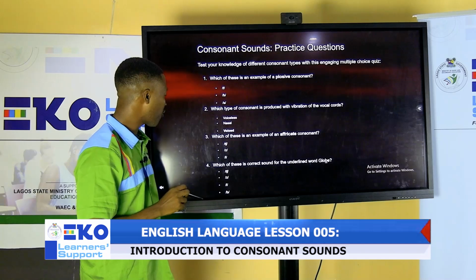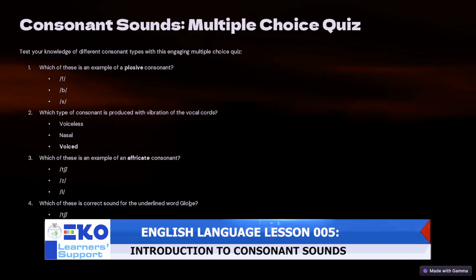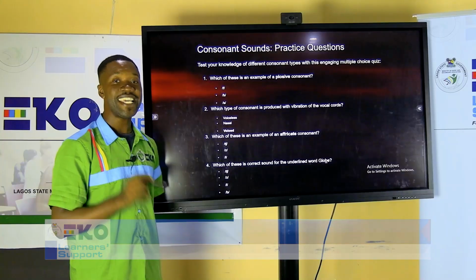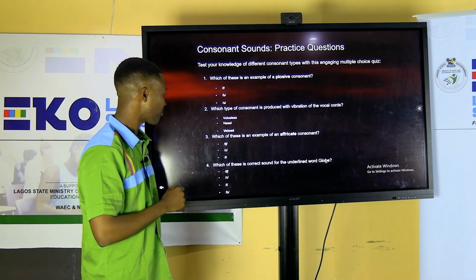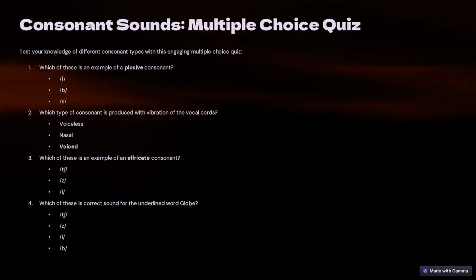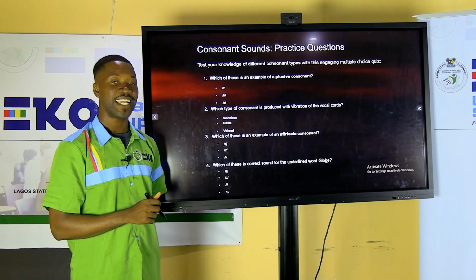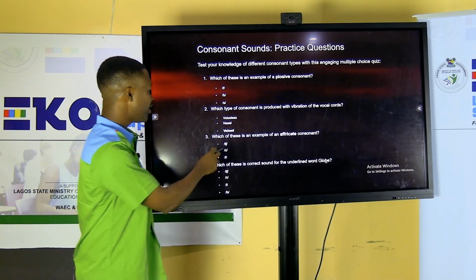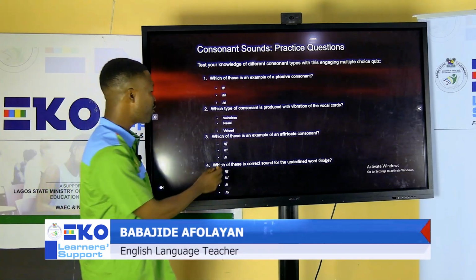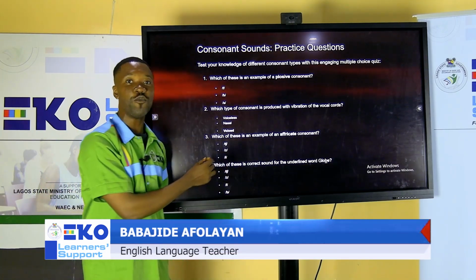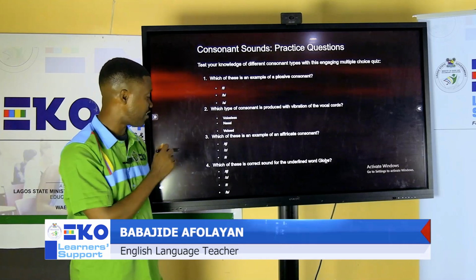Let's go to the third question. Which of these is an example of an affricate consonant? Is it ch? Is it z? Or is it l? The answer is ch, is an affricate consonant. Some of you would have gone for the sound z, which is a fricative consonant.